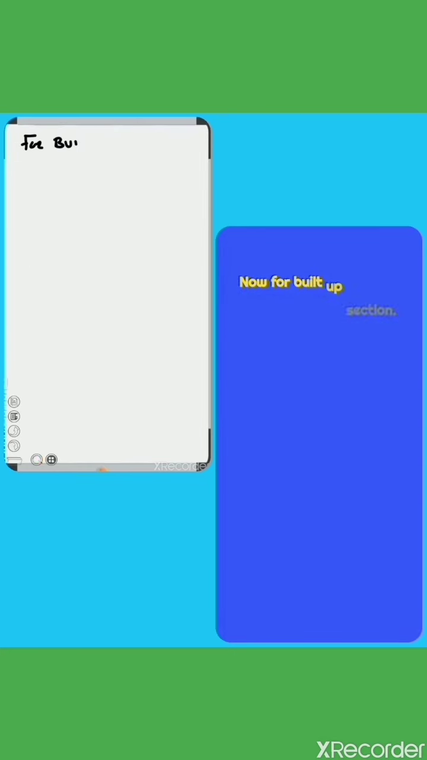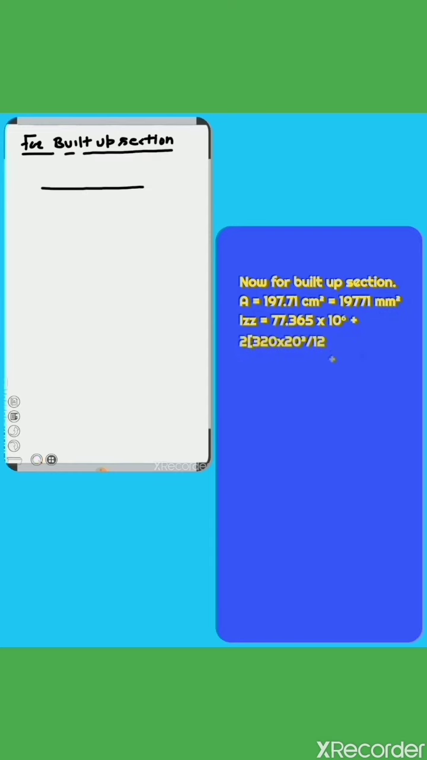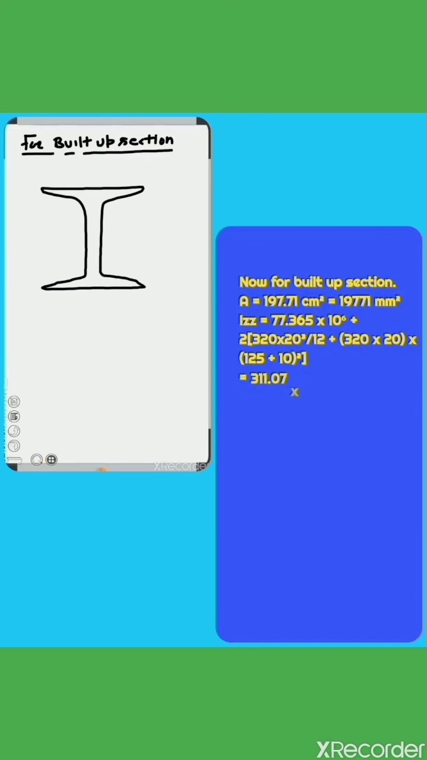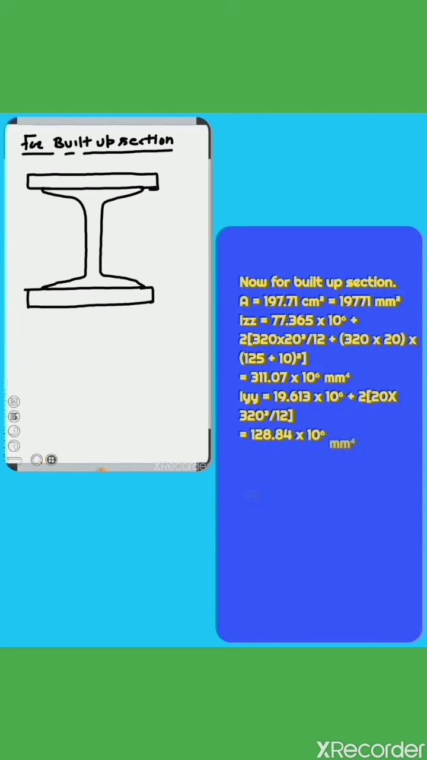Now for the built-up section, A equals 197.71 square centimeters equals 19,771 square millimeters. Calculate the moment of inertia of the built-up section using the parallel axis theorem.